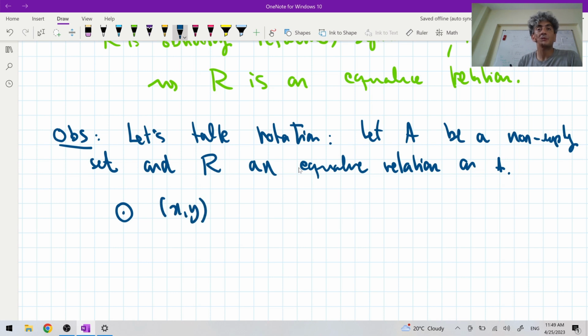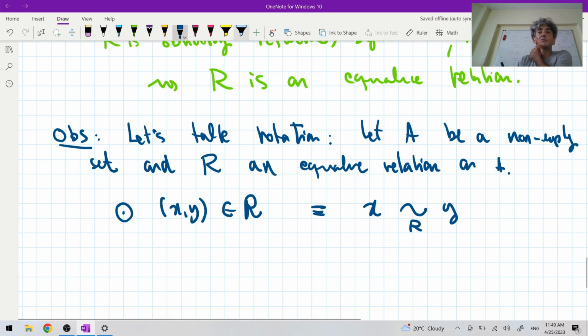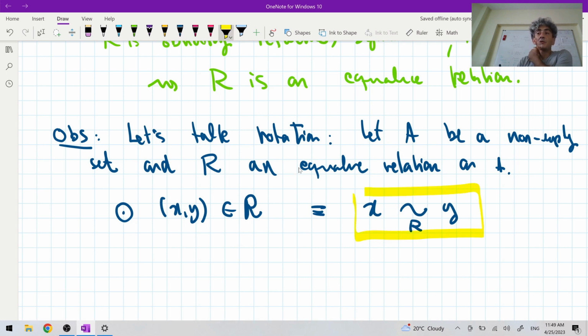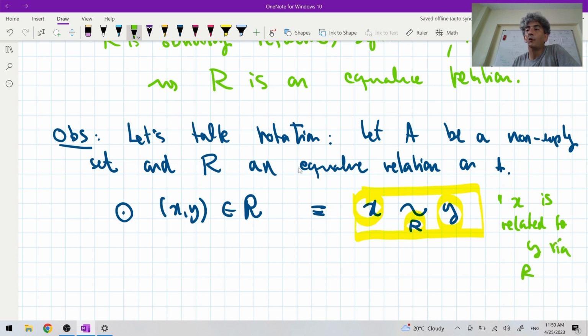Sometimes when we want to say that the pair x comma y belongs to the relation, we will say that x is related to y. And we use this notation instead of the ordered pair one. So this means that x is related to y through the relation R. And we read this just like that: x is related to y via R. Okay? Simply, when R is understood, we just say x is related to y.